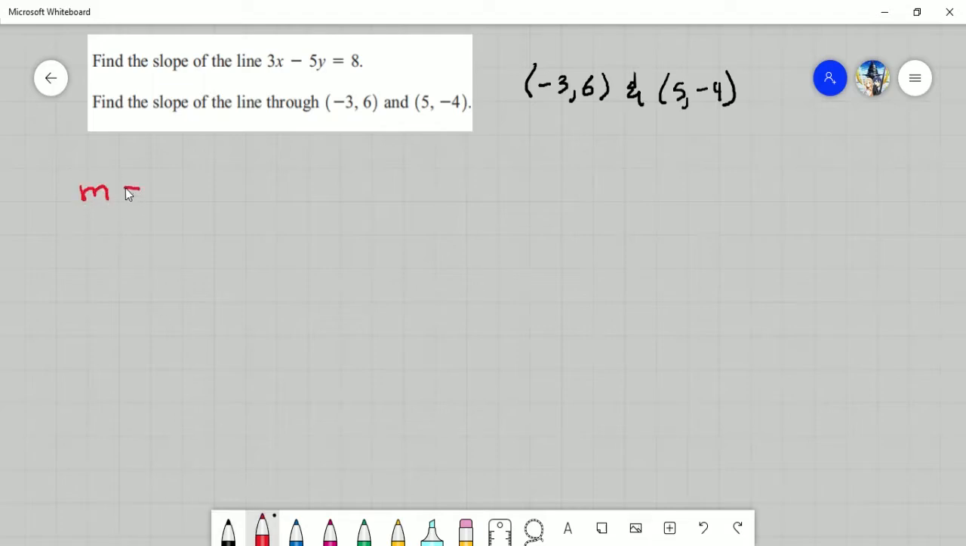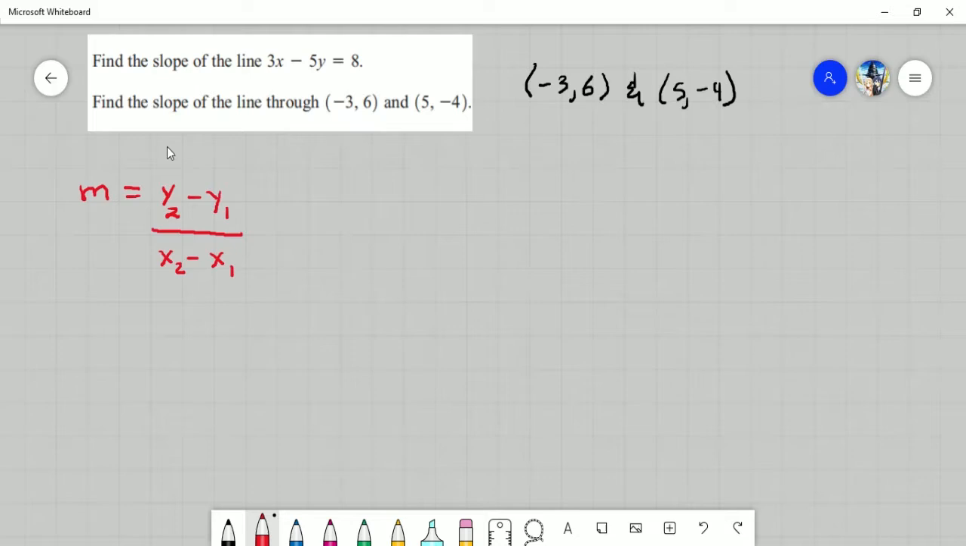m is equal to y sub 2 minus y sub 1, divided by x sub 2 minus x sub 1. Now I could get into the order of the y2, y1, and x2, x1, but we're just going to leave it as it is here. No need to get into that. So we're going to follow the formula to get the slope. So y2, y1, x2, x1.